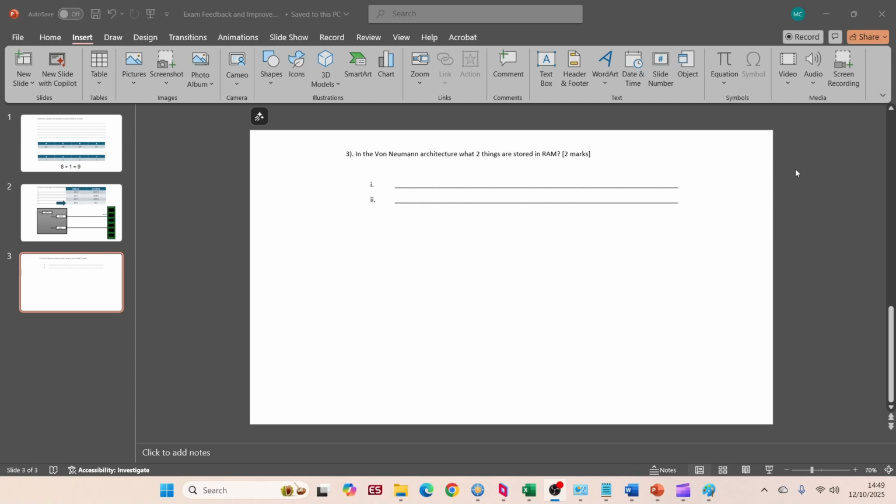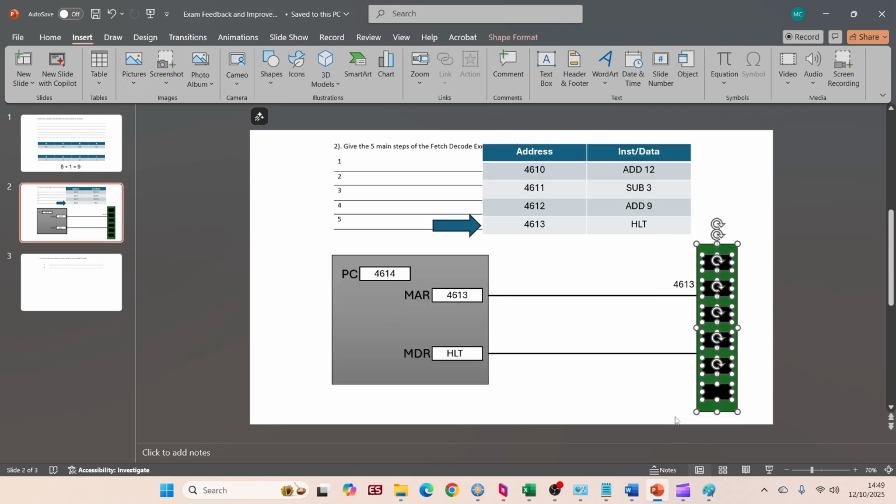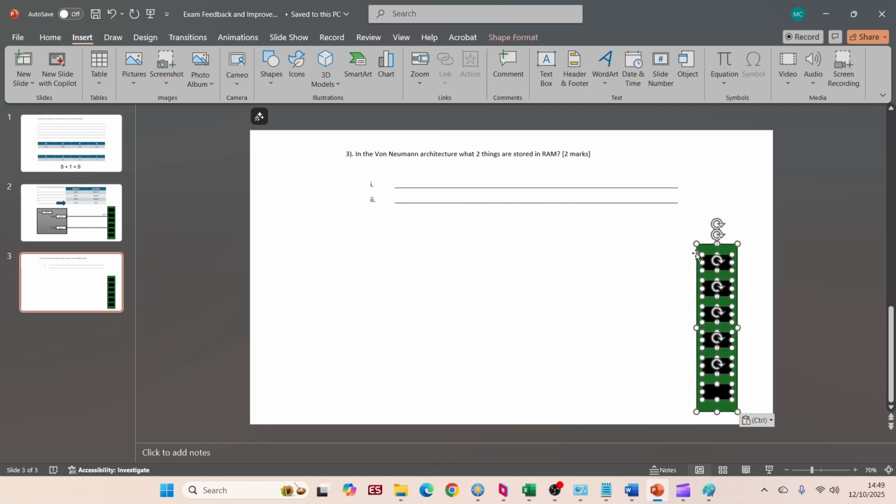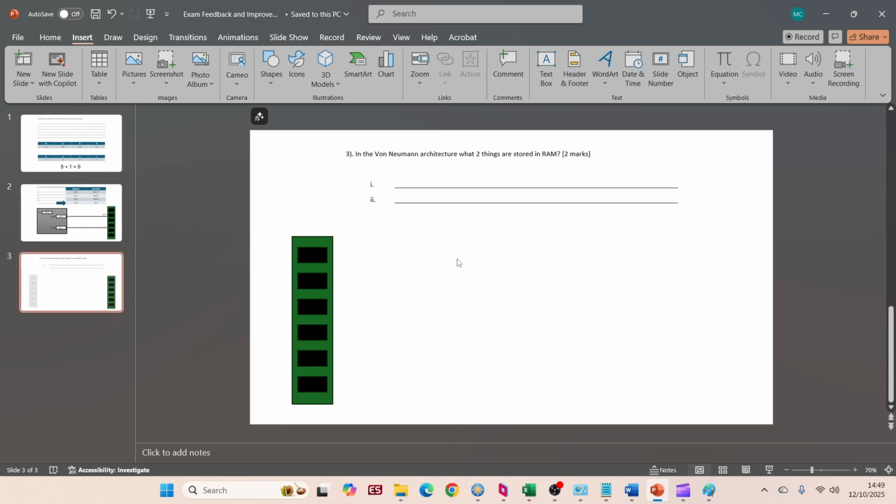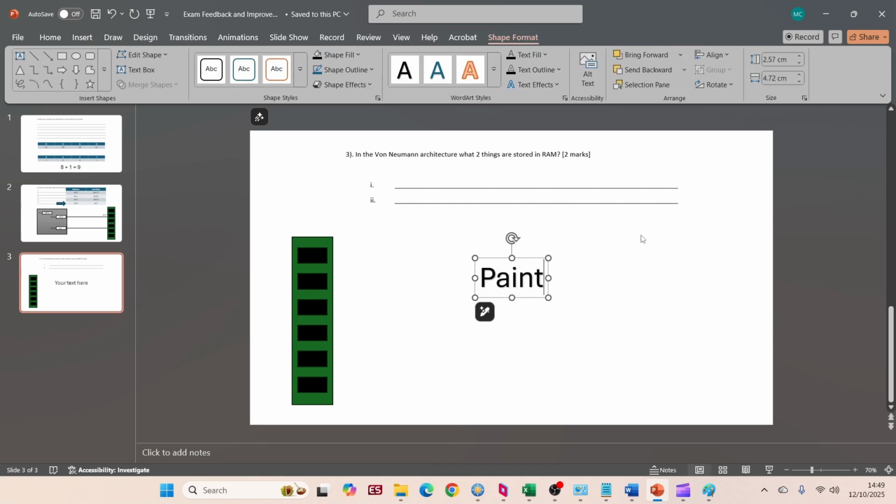Okay, so on to the next question. In the von Neumann architecture, what 2 things are stored in RAM? Well, basically, in your RAM chip here, let's get this RAM chip from here, I drew it, might as well use it. There are 2 things, okay? When you execute a program, you run the program on your phone or on your computer. I'm going to do paint.exe. I've already loaded it for this purpose.